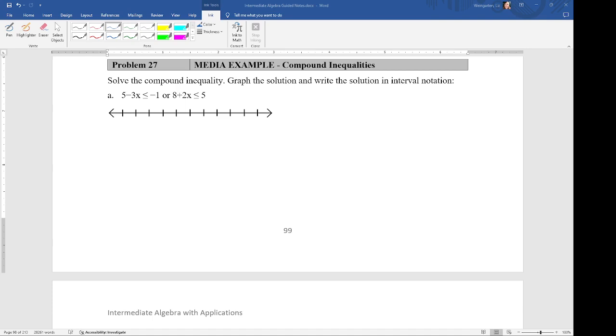Now we're going to look at compound inequalities that contain the word or. Solutions will include anything that makes either one or both of them true. So at least one of them has to be true. So let's go ahead and solve this first inequality.